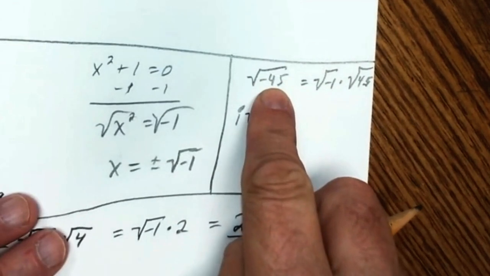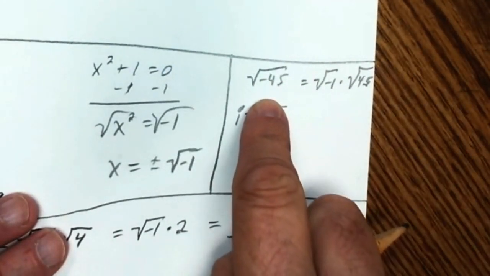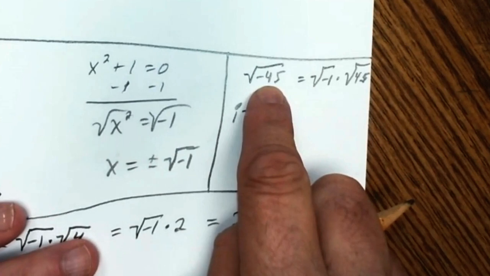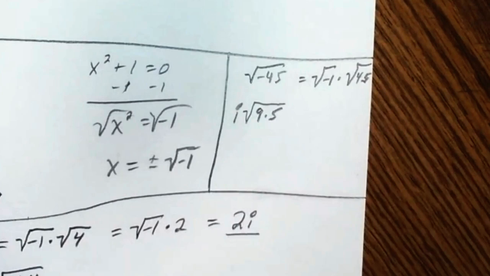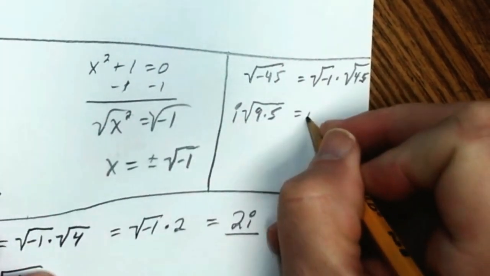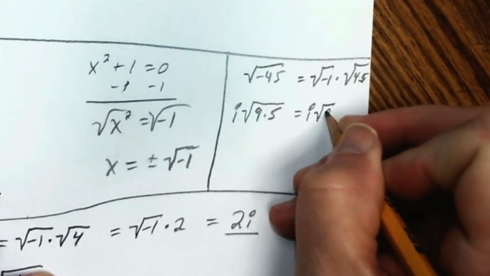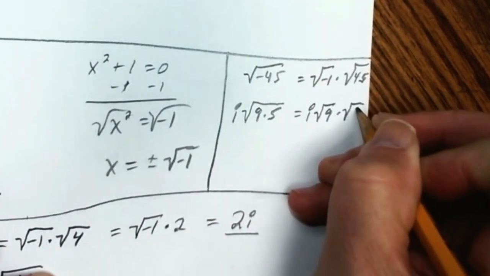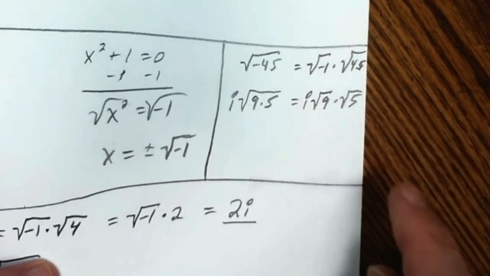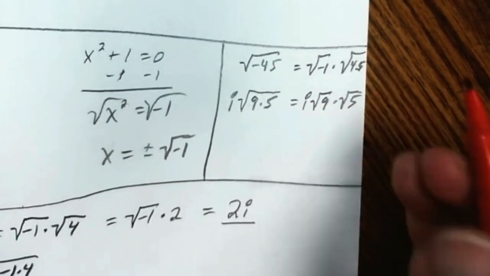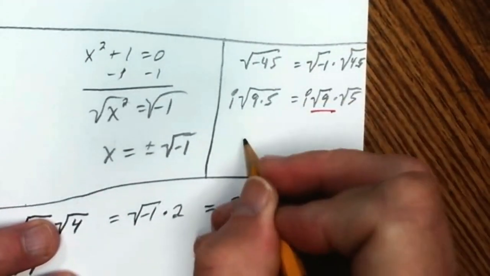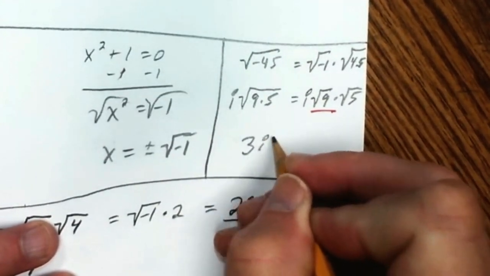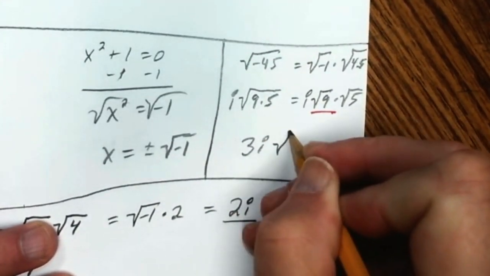45, if we think about, is there any perfect square that we can use to make 45? Yeah, that's the same as the square root of 9 times the square root of 5. 9 times 5 is 45. So this is the same as i times the square root of 9 times the square root of 5. Well, we know what the square root of 9 is. We can simplify that. It's a 3. So we can say it's 3i. And square root of 5, that's as simple as it gets.